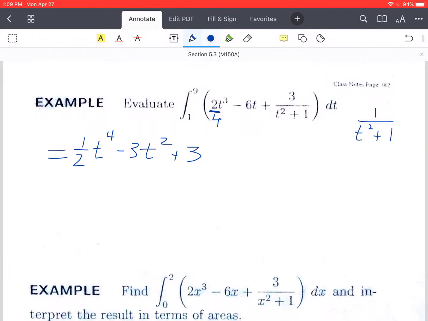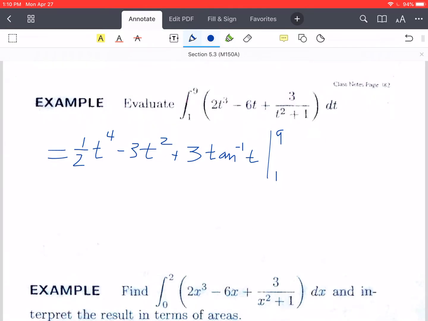That is the derivative of a function. And hopefully, does anybody remember what that function is? The derivative is 1 over t squared plus 1. That's going to be inverse tangent of t. Okay, so we get the inverse tangent function there. And then this gets evaluated, all of it, from 1 to 9.